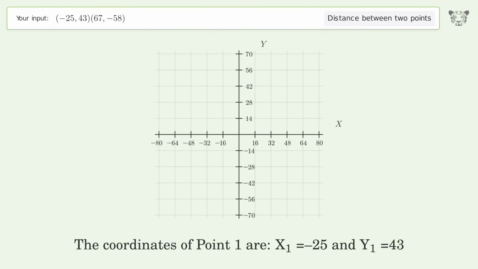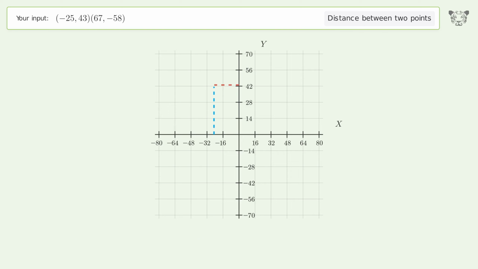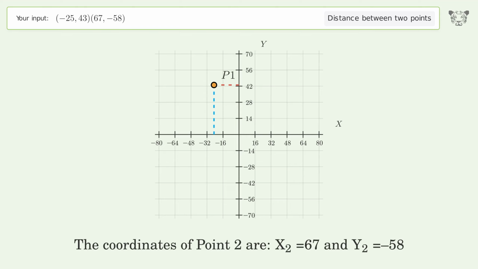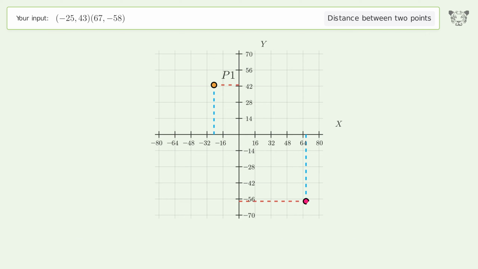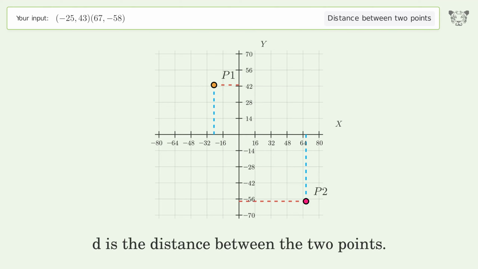The coordinates of point 1 are, x1 equals -25 and y1 equals 43. The coordinates of point 2 are, x2 equals 67 and y2 equals -58. D is the distance between the 2 points.